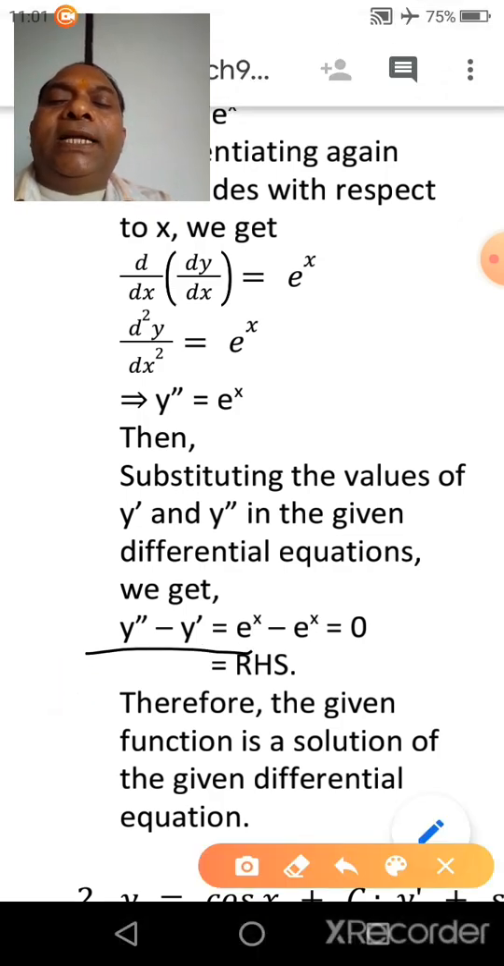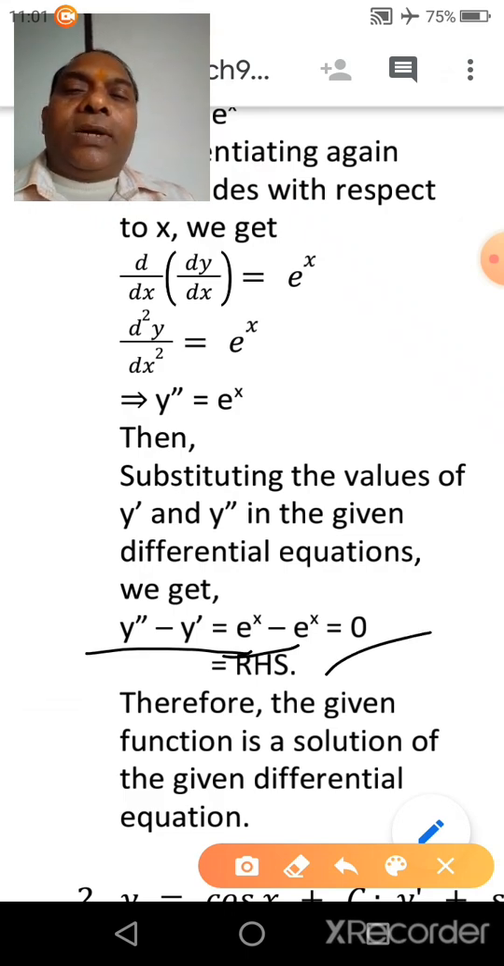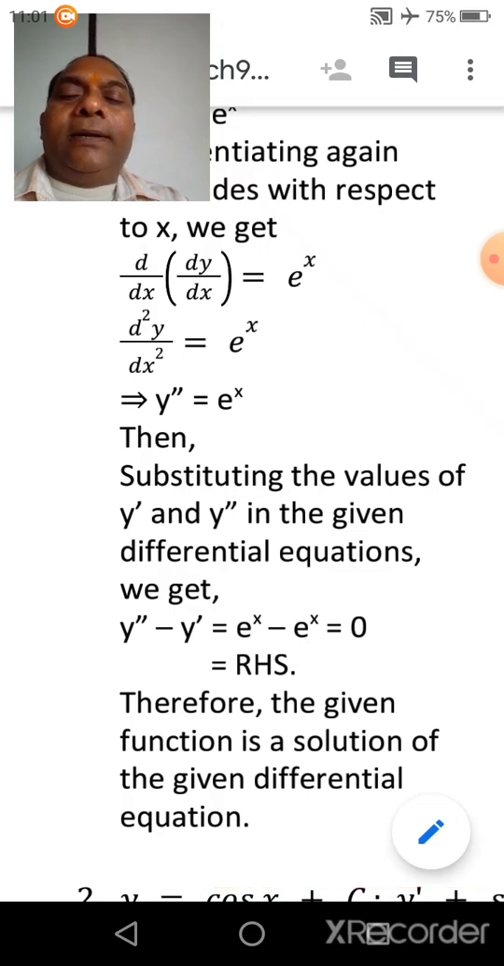So y double dash minus y dash is equal to e to the power x minus e to the power x, which will be equal to 0. So LHS is equal to RHS. So here LHS is equal to RHS. So the given function will be the solution of given differential equation. Clear? See next example.